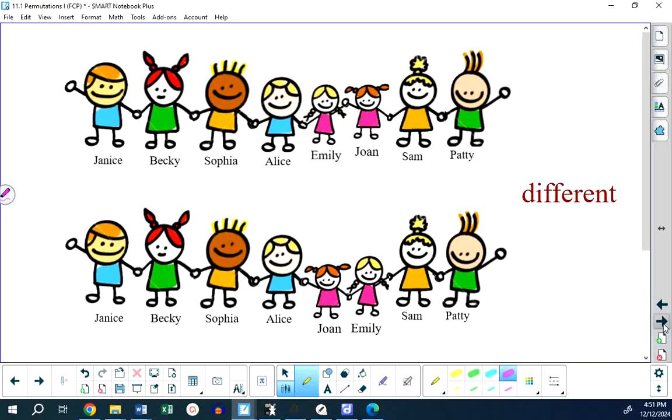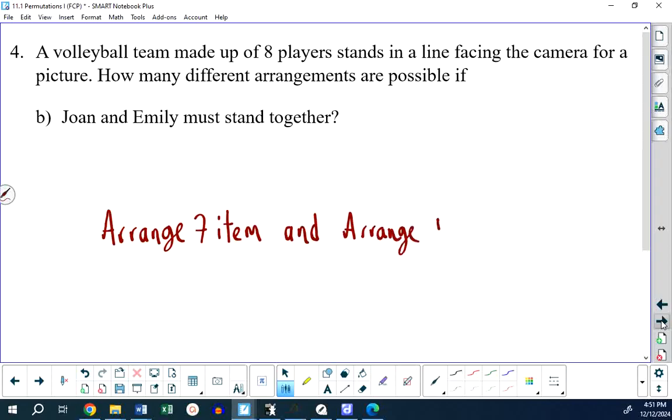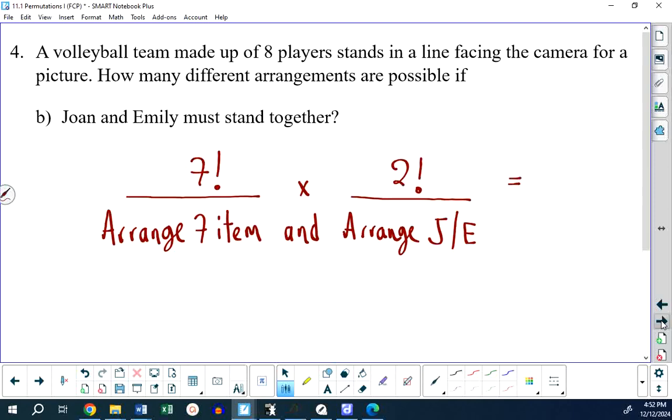So what is it we need to do? In order to answer this question, we have to arrange those 7 items, the 6 volleyball players plus the Joan Emily pair together, and we need to arrange Joan and Emily. So we have to do 2 things. We have to do them both, so it's "and," which means multiply. The number of ways to arrange the 7 items, which are the 6 individual volleyball players and the pair that's Joan and Emily, is 7 factorial. The number of ways to arrange Joan and Emily is 2 factorial, so we work out what this is.